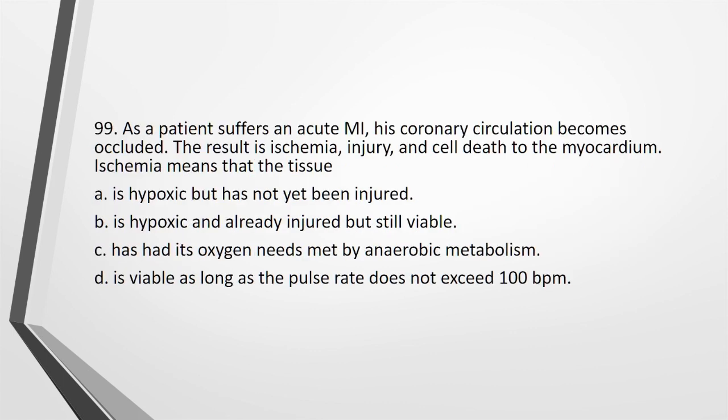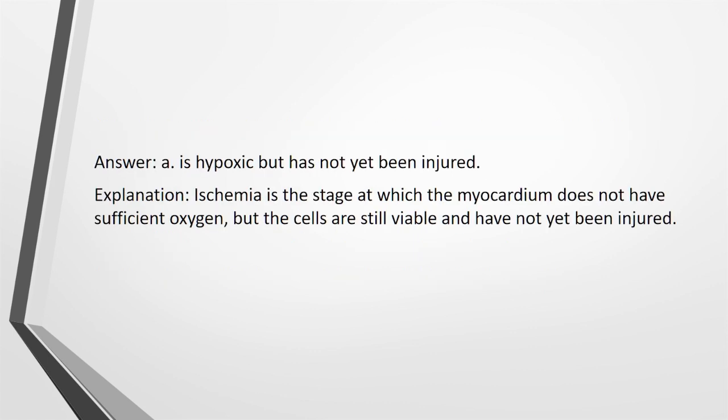99. As a patient suffers an acute MI, his coronary circulation becomes occluded. The result is ischemia, injury, and cell death to the myocardium. Ischemia means that the tissue A. is hypoxic but has not yet been injured. B. is hypoxic and already injured but still viable. C. has had its oxygen needs met by anaerobic metabolism. D. is viable as long as the pulse rate does not exceed 100 bpm. Answer: A. is hypoxic but has not yet been injured. Explanation: ischemia is the stage at which the myocardium does not have sufficient oxygen, but the cells are still viable and have not yet been injured.